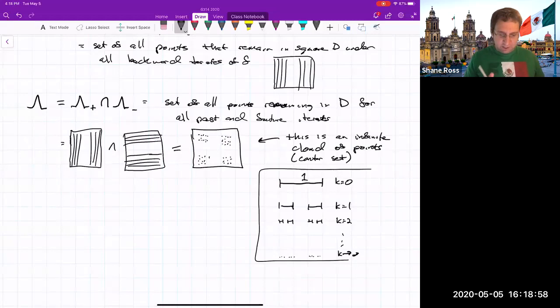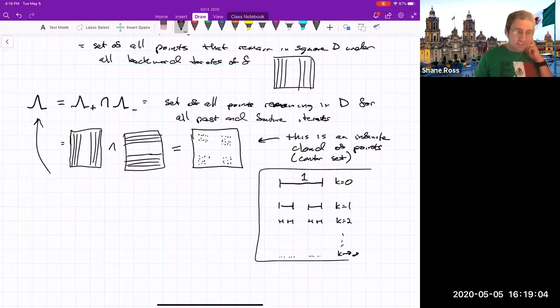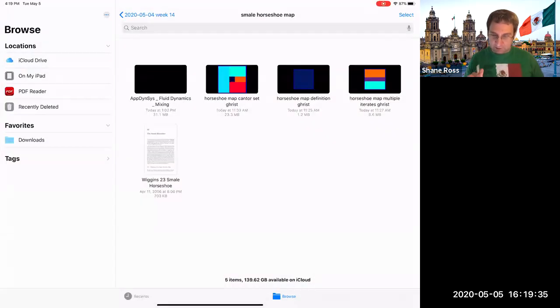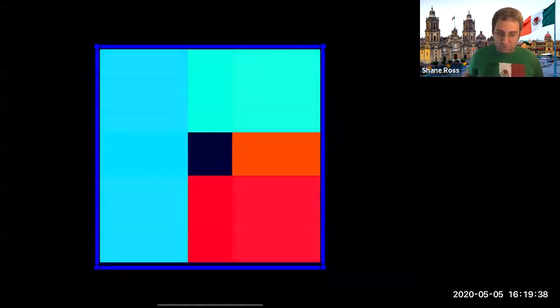I think I have a video that shows the construction of this thing that we call lambda. It's actually called the invariant set, because it's the set that remains in the square for all past and future time. So it's the invariant set of F, which, remember what F was? F was the map that makes the horseshoe map, and that comes from the Poincaré map for the time periodic system. This is also from Robert Christ.